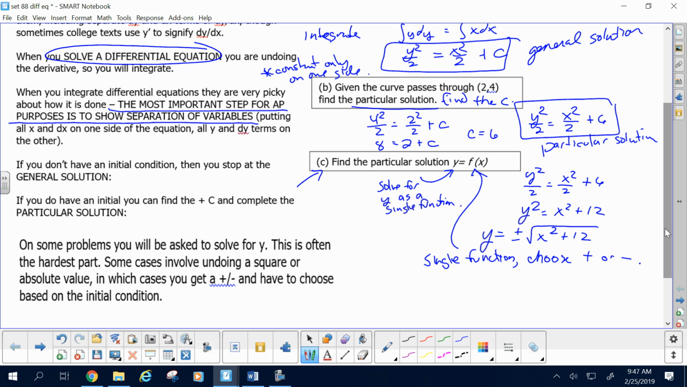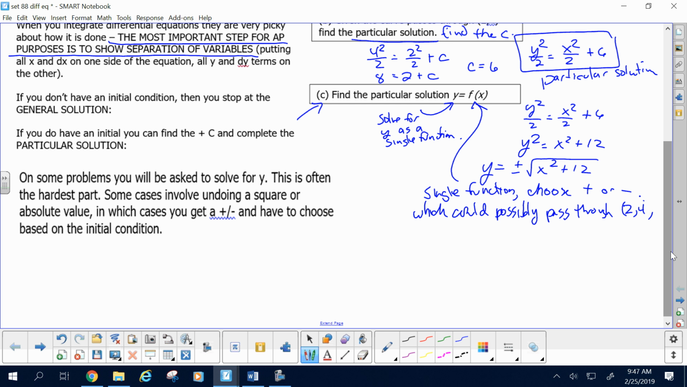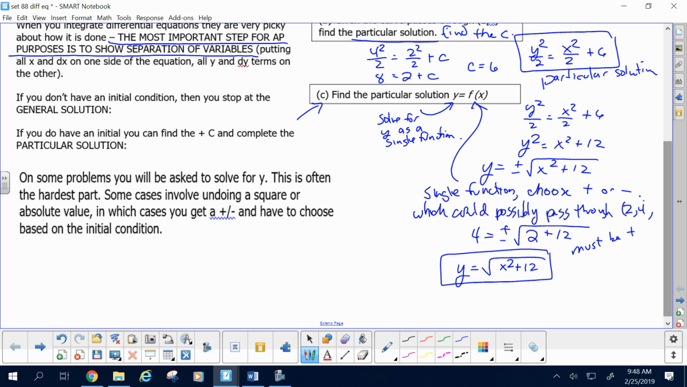Now, it's not really a choice. It's not like, I'll go with minus. It's which one could possibly pass through the point 2, 4. Now, surely if I put in the point 4 for y and 2 for x, it's not plus or minus. It must be plus, okay? Must be plus. That's the only way we're going to get a positive 4. If y is the positive root, y is the positive square root of x squared plus 12.